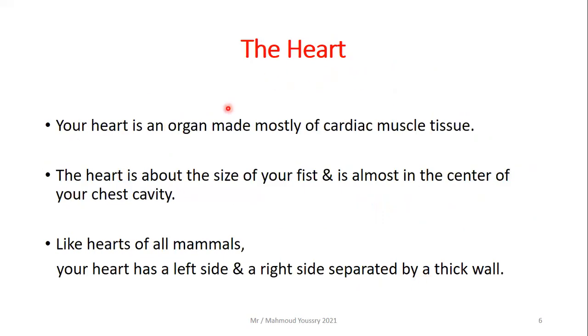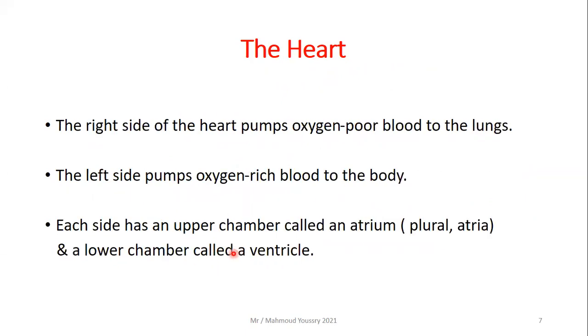What about the heart? Your heart is an organ made mostly of cardiac muscle tissue. The heart is about the size of your fist, and it is almost in the center of your chest cavity, like in the middle of the rib cage. Like hearts of all mammals, your heart has a left side and a right side, separated by a thick wall. So this is common in all mammals, not only humans.